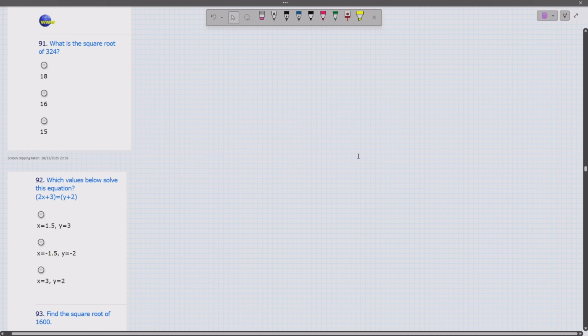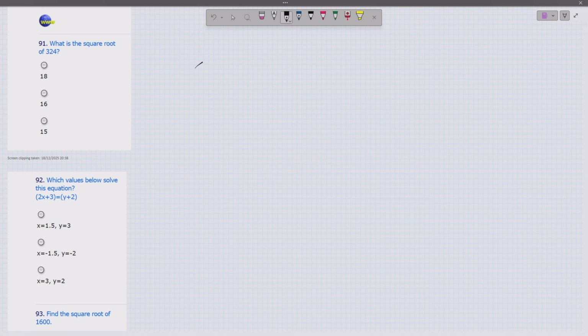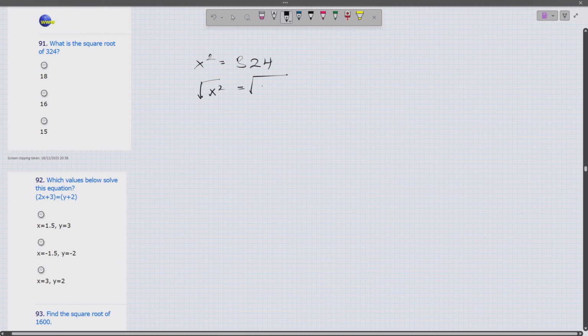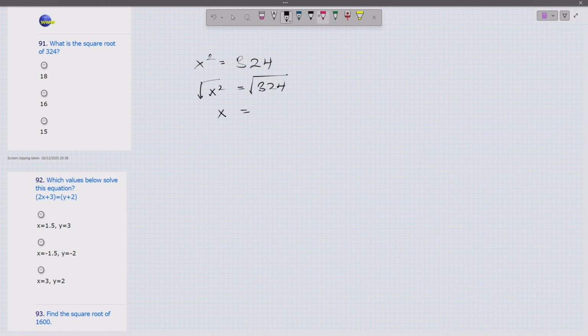What is the square root of 324? X squared equals 324. That's 18.